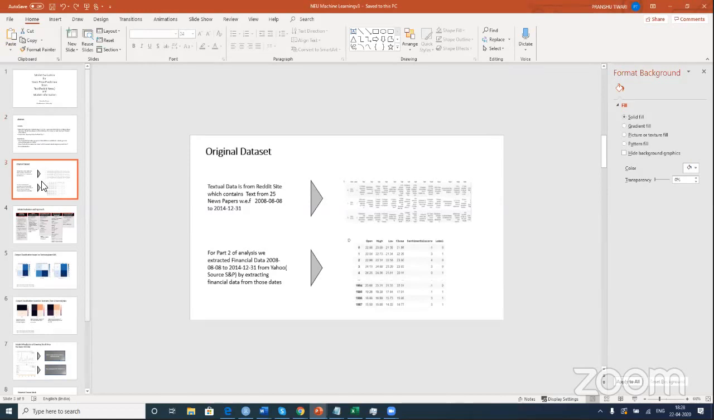So in this project, the first step was selecting the data set. I had two data sets. They are from redditnews.com, where the data had been taken from 2008 to 2014 on a daily basis.